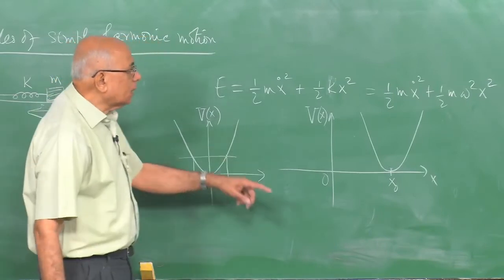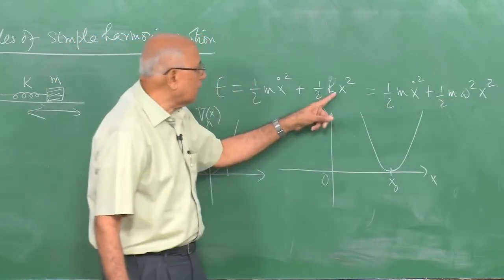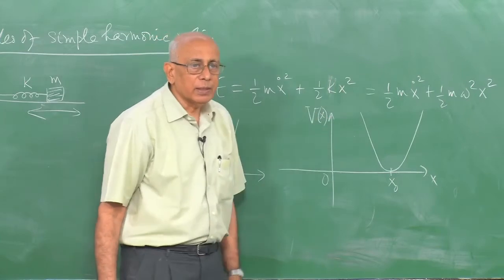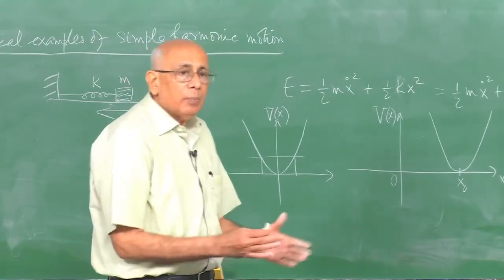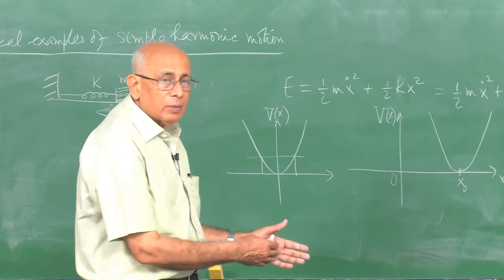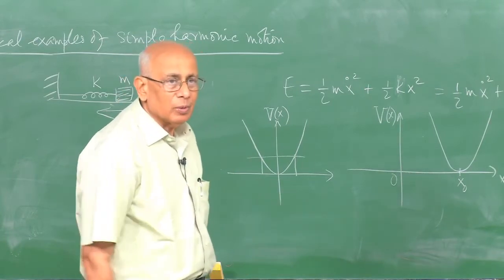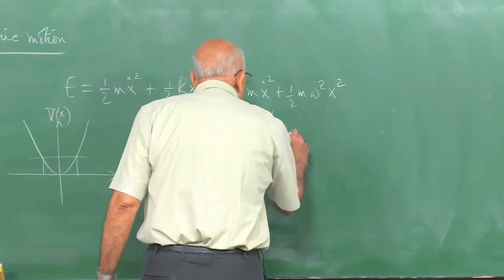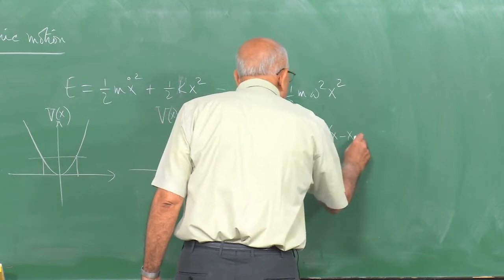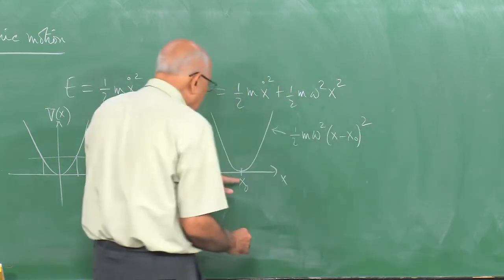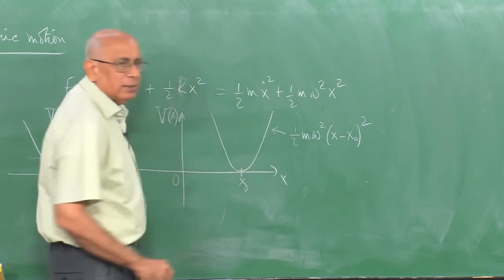As long as the parameters do not change, this does not matter at all. It will now oscillate about the point x naught rather than the point x, but with the same angular frequency omega. Now what is the potential energy in this case going to be equal to? It is equal to 1/2 m omega squared times x minus x naught whole squared. So it is a parabola centered at the point x naught.